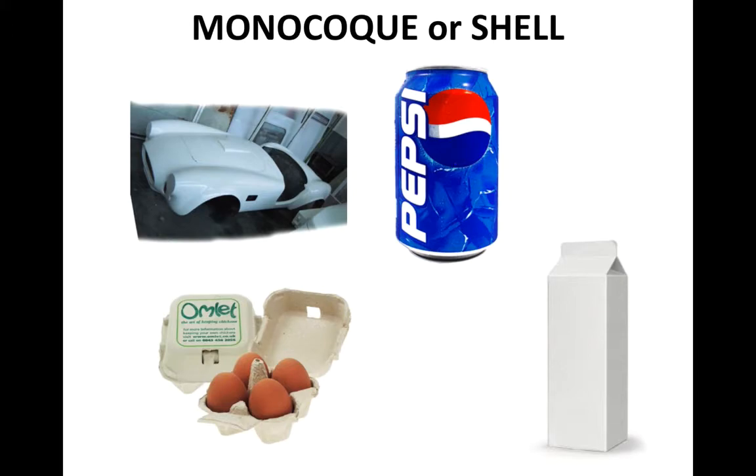You may come across something called monocoque or a shell structure. This is where a single material is actually used to create the entire structure in one continuous piece. So for example, a drinks can, like a Pepsi can here, it's one single piece of aluminium to create that. This egg box case here is a single piece of cardboard. Same with the milk container here, or this fiberglass body for a car.